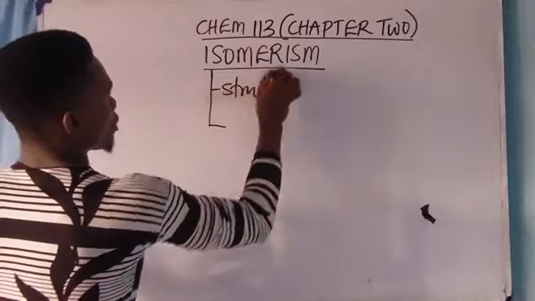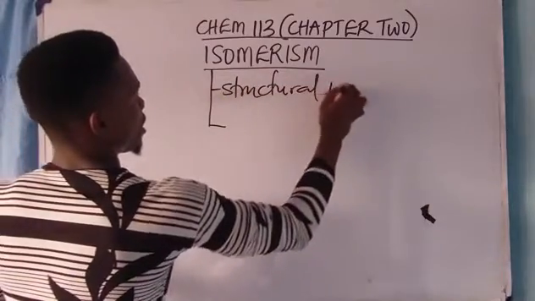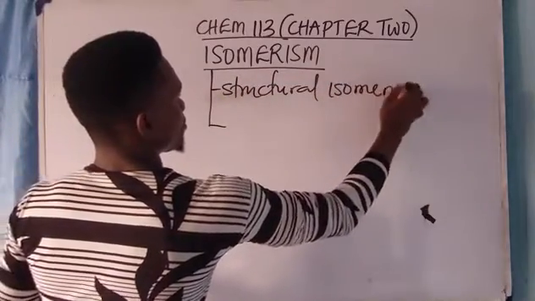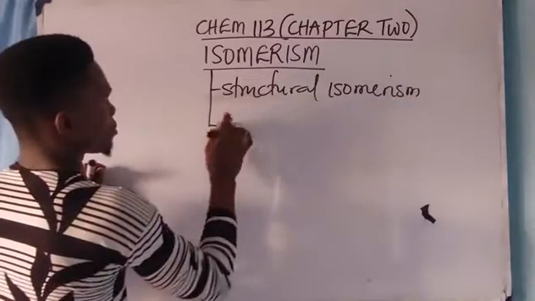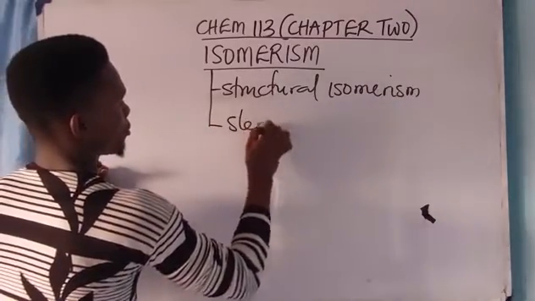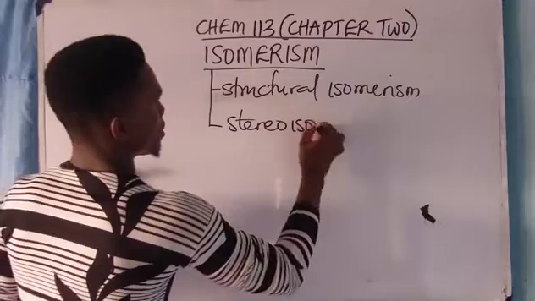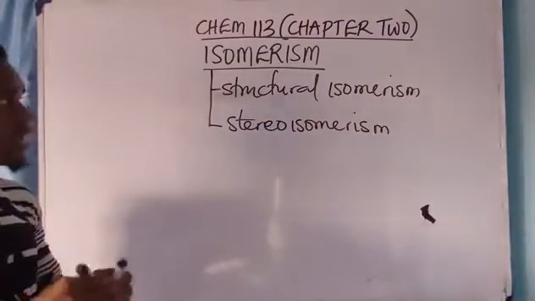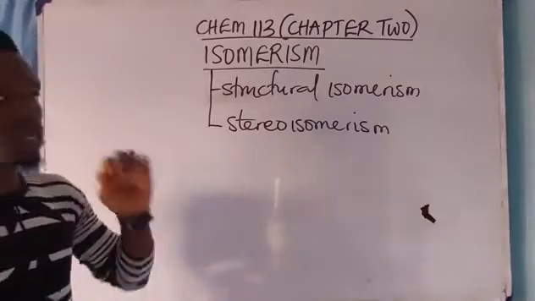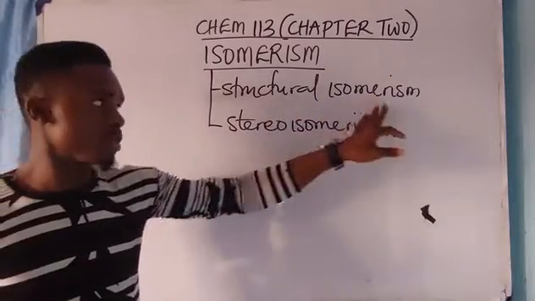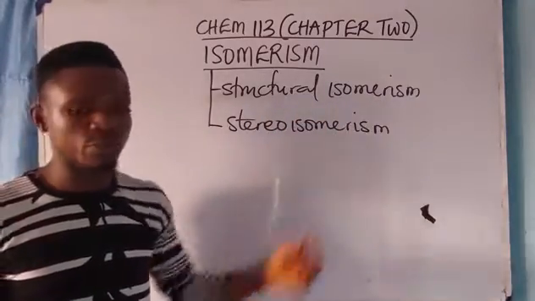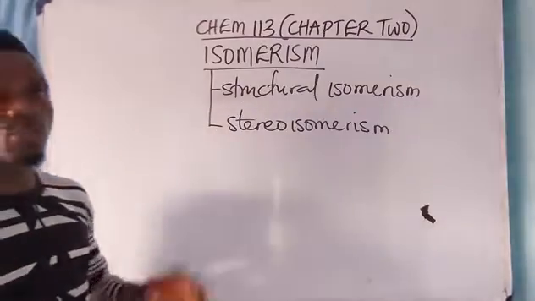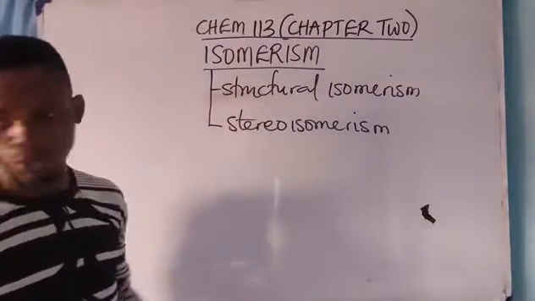We have structural isomerism, and we have stereoisomerism. So on a broad note, these are the two types of isomerism that we have: structural isomerism and stereoisomerism. First things first, we are going to be discussing structural isomerism.